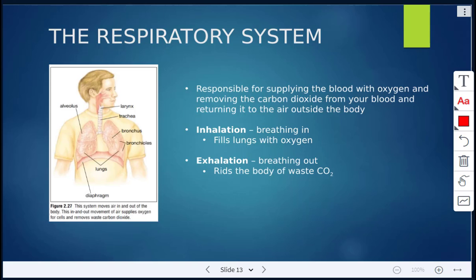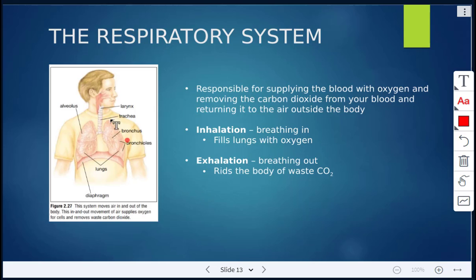Today's lesson on human body systems, we are looking at the respiratory system. So here on the left-hand side, our diagram, we have the parts of the respiratory system. So we have here the larynx, this tube-like structure. Here is the trachea, and we'll talk about these in more detail.